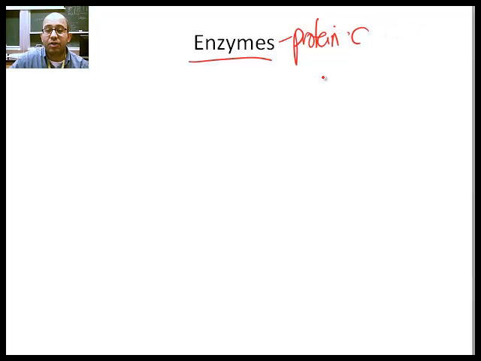And a catalyst, and I hope you learned this from last year, a catalyst is a molecule that speeds up a chemical reaction. The reaction would happen by itself, but it may take a really long time. So a catalyst puts the molecules that are reacting in an appropriate position so that they will react more quickly.